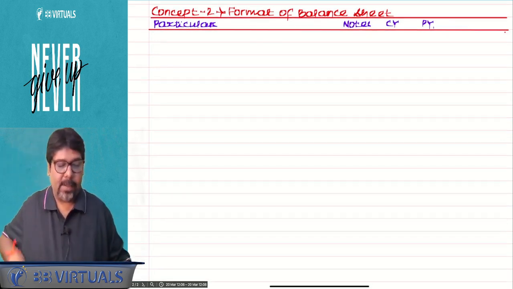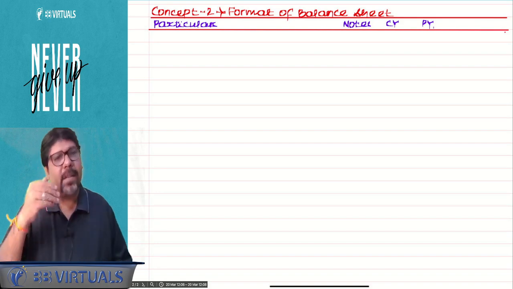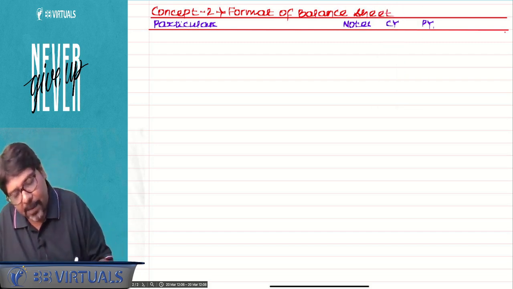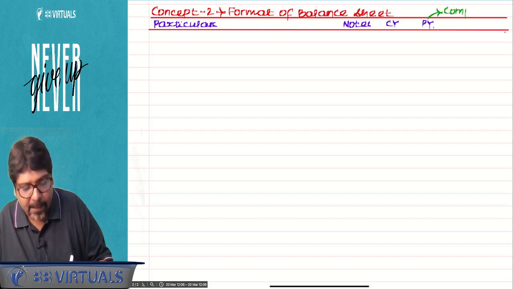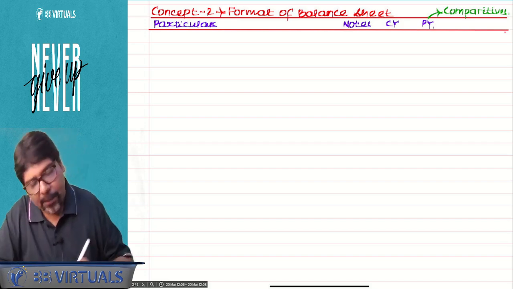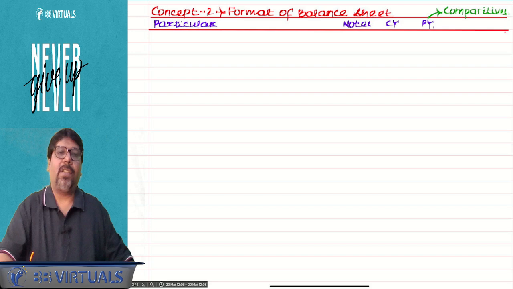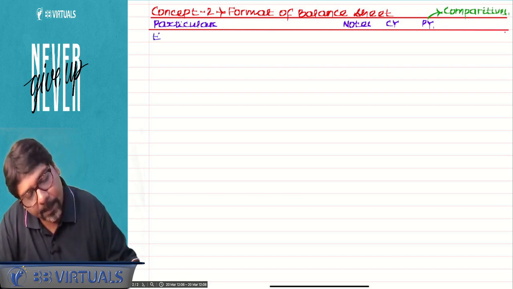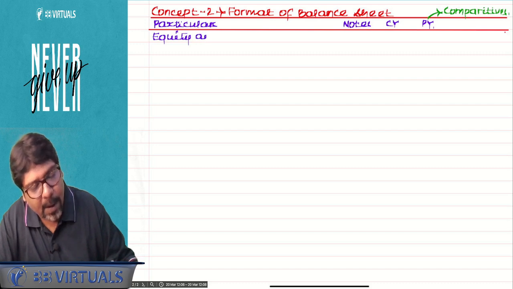Now chartered, current year means the current year's figures, and the previous year we popularly call comparatives. We call it comparative. First point is what? Sir, first is equity and liability. Equity and liability.